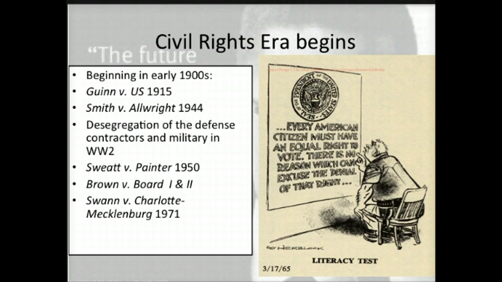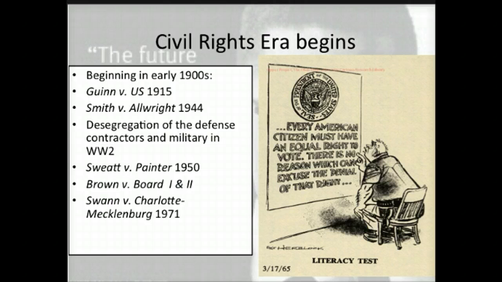Swann versus Charlotte-Mecklenburg in 1971. The Supreme Court ordered busing of students from one neighborhood to another neighborhood. So if you had an all-black neighborhood, you would generally have an all-black school. So in Swann, the Supreme Court said you can take students out of the all-black neighborhood and bus them to a white school. I bet a lot of your parents know about that. I bet a lot of your parents were bused.